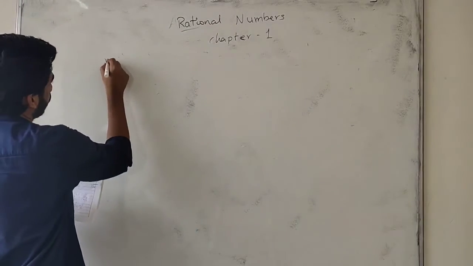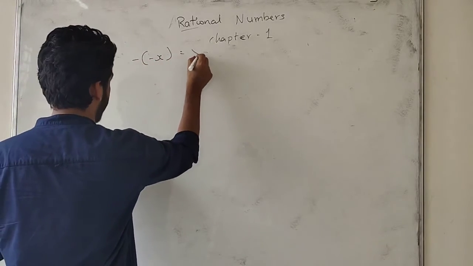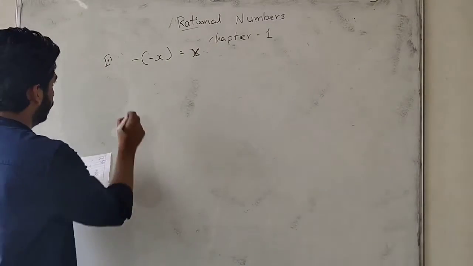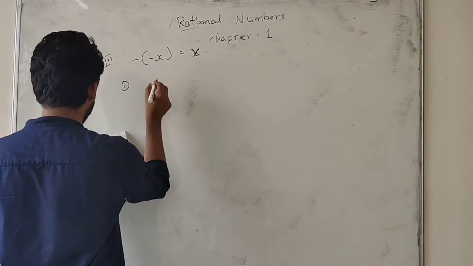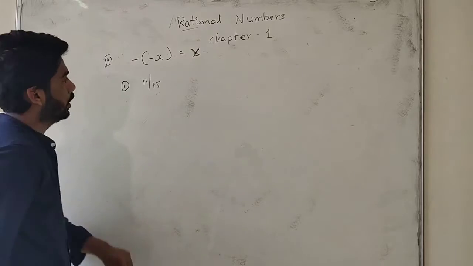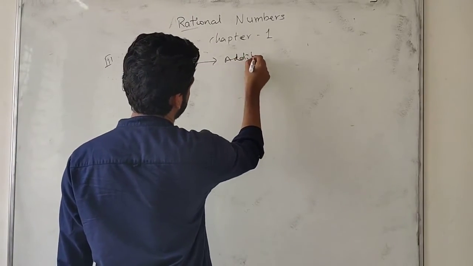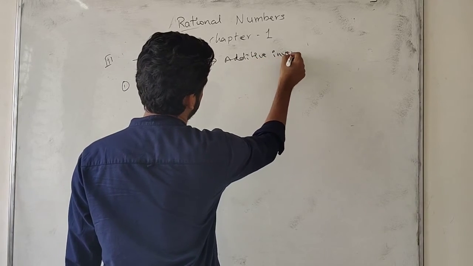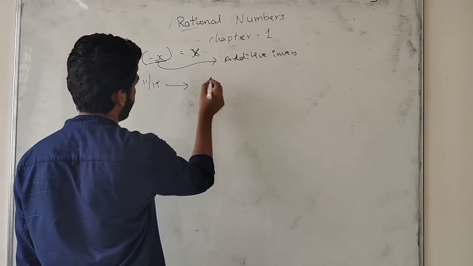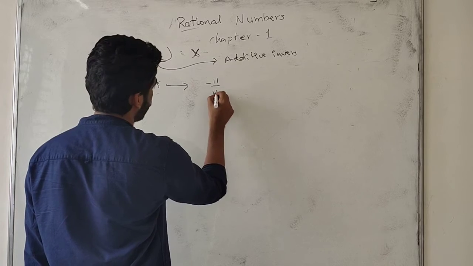For exercise 1.1, the third one: minus into minus x will be x. We have to prove this one. Okay, first question here. It will come as 11 by 15. This minus 1 means nothing but the additive inverse. So here we are going to change the signs. First we have to write the additive inverse. The additive inverse of this one is minus 11 by 15.